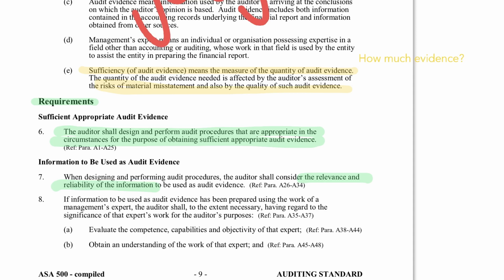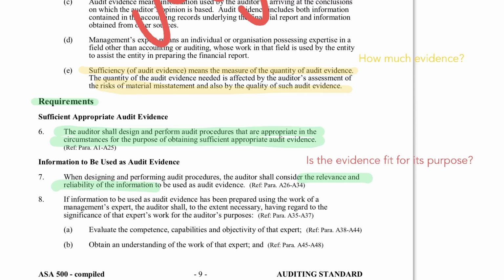So the relevance one, I always like to think of as, is the evidence fit for its purpose? So if you want to check whether a company owns a piece of land, will that piece of evidence actually tell you? And that comes down to the design of the right procedure. Is that information reliable? Can I rely on it so that I can give my opinion?